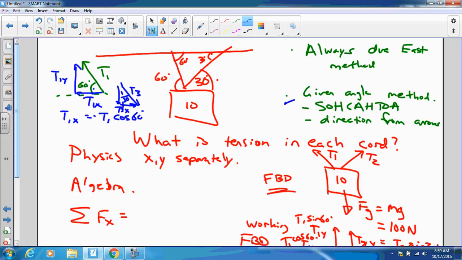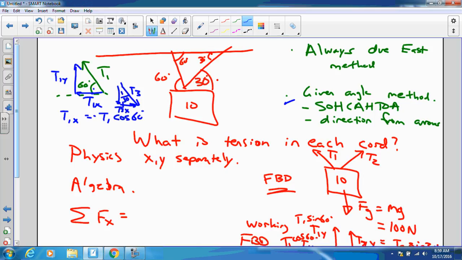There's another advantage to this. When we start doing problems on ramps, then we're going to end up with angles that are measured from due south. And so it will be convenient for us to use the given angle method.